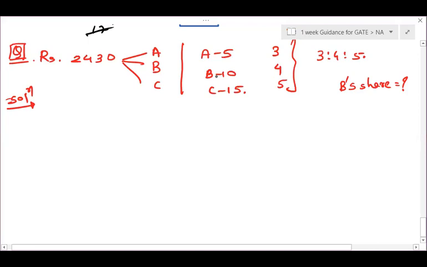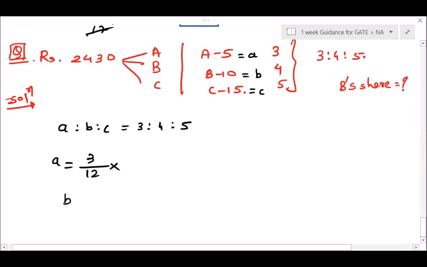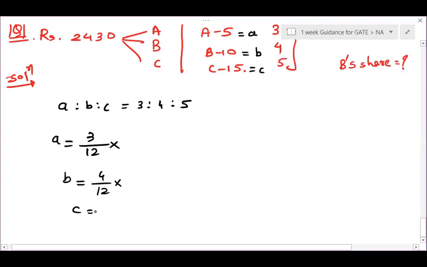So here let us assume capital A minus 5 is small a, capital B minus 10 is small b, and capital C minus 15 is small c. So a is to b is to c are in the ratio 3:4:5. अब मैंने आपको ऊपर ही बताया, यहाँ से आप direct find कर सकते हो, 3 + 4 + 5 = 12. a is equal to 3/12 of total, b is equal to 4/12 of total, and c is equal to 5/12 of total. Are you getting my point?